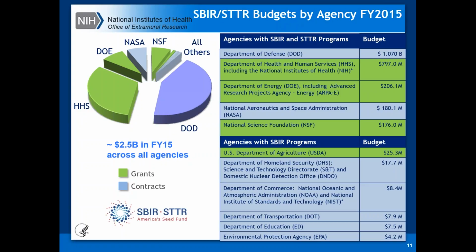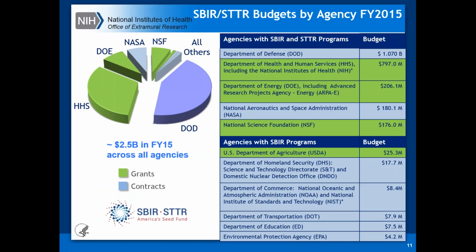Basically, this particular slide talks about different budgets by agencies that participate in the SBIR program, and this was in 2015. As you can see, the Department of Defense has $1.07 billion in SBIR funding awards, and the NIH is part of the Department of Health and Human Services, and so overall we had $797 million in SBIR funds.